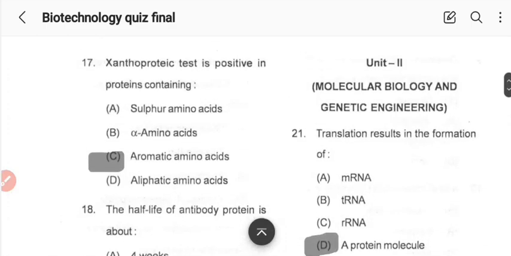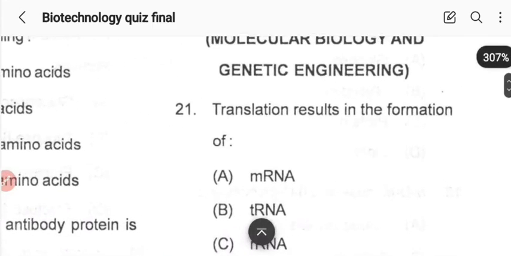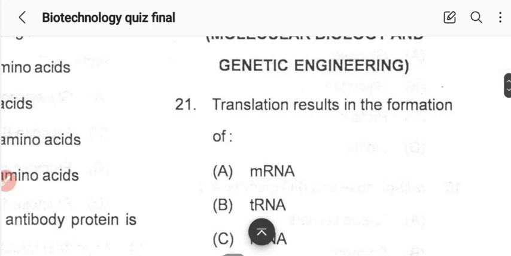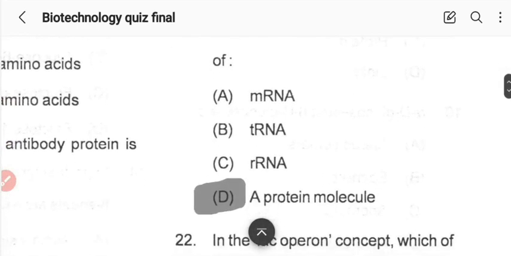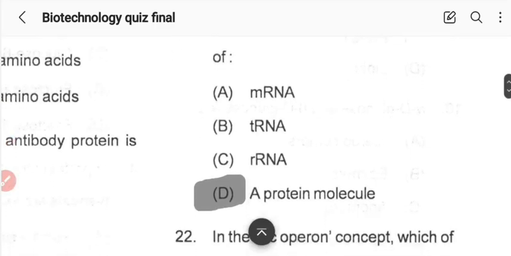21. So it is from molecular biology and genetic engineering. So translation results in the formation of what? In translations we get a protein molecules. Okay, when DNA produces mRNA, this is called transcription, and when mRNA produces protein, this is called translation.